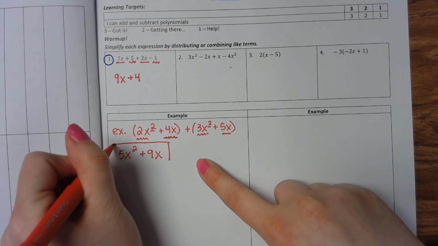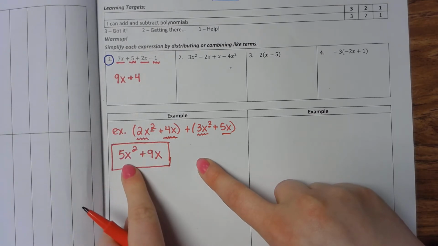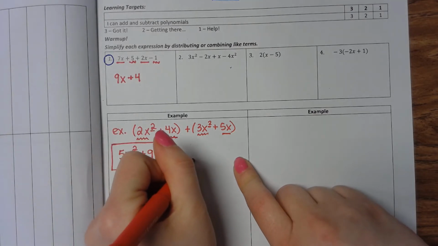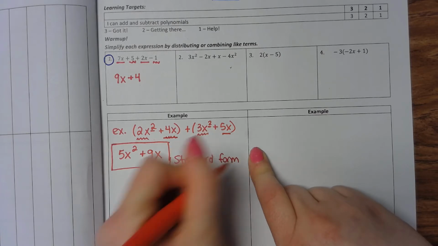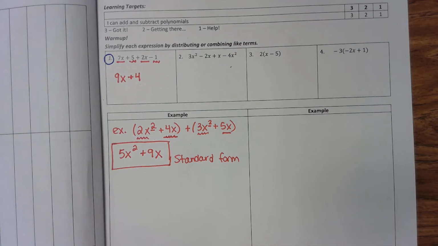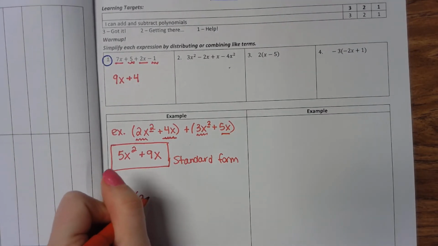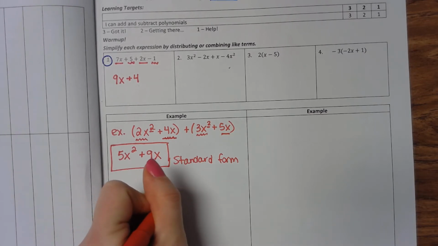So I'm going to go ahead and box in that answer. And notice the order that I wrote it in. This is called standard form. Now if you recall, standard form means we write it so that we have the highest exponent first to the lowest exponent. Let's try another one. This one's going to be a little bit more challenging because there's more terms to deal with.